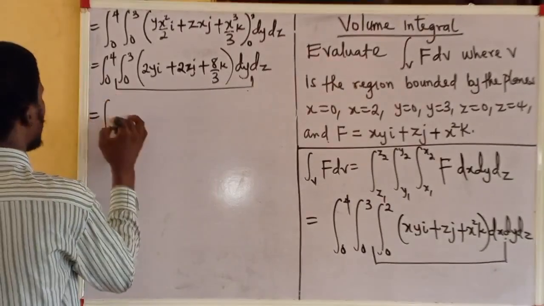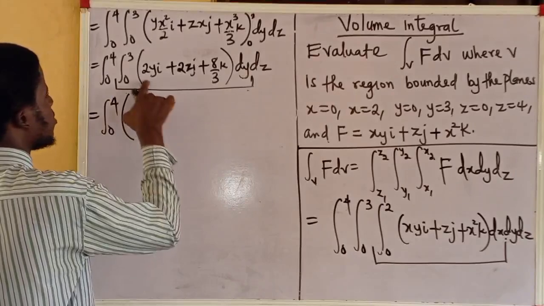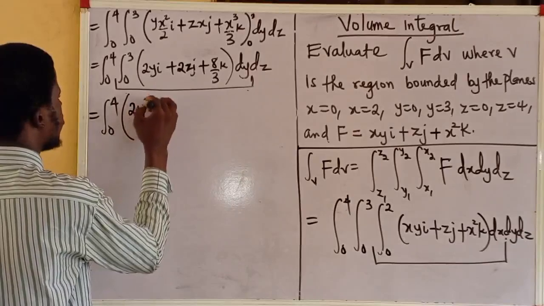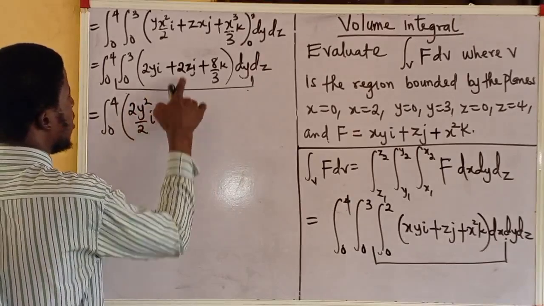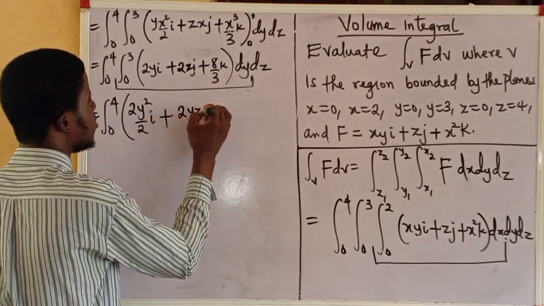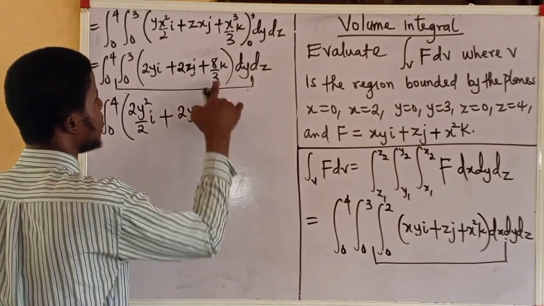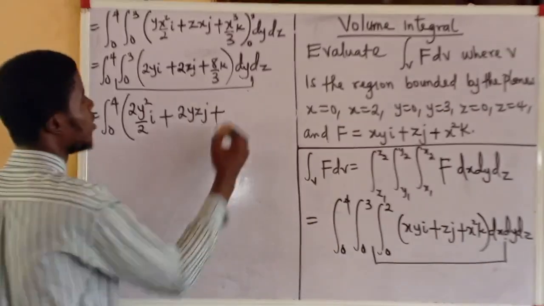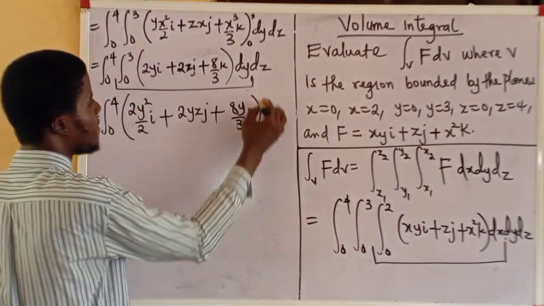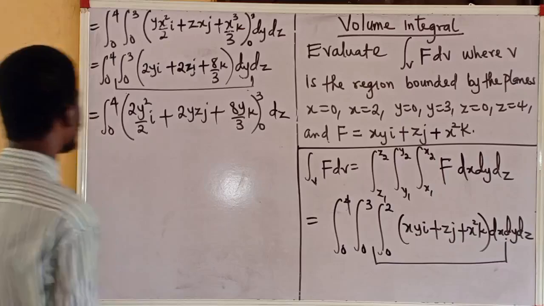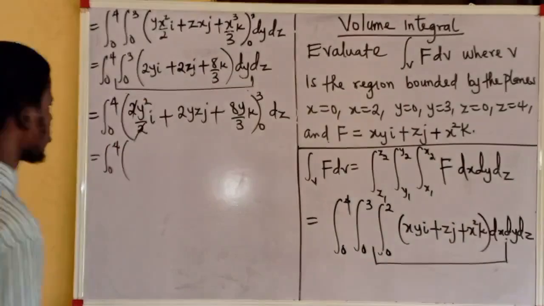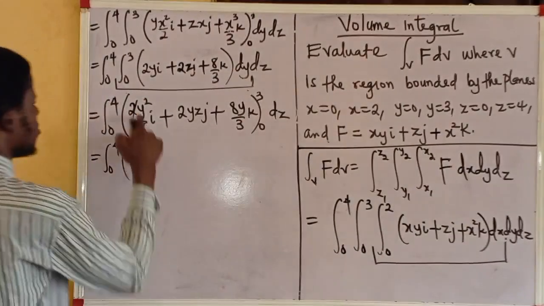Okay, so we have the integral from 0 to 4. Let's integrate this now with respect to y. Integrating this with respect to y, we have 2y squared upon 2 i. 2z is the constant, so if we integrate it with respect to y, we have 2yz j, right? If we integrate 8 over 3 k with respect to y, that's 8y over 3 k. From 0 to 3, we are left with the z. So let's evaluate. 2 cancels 2. Plug in 3 for y, that's 9.